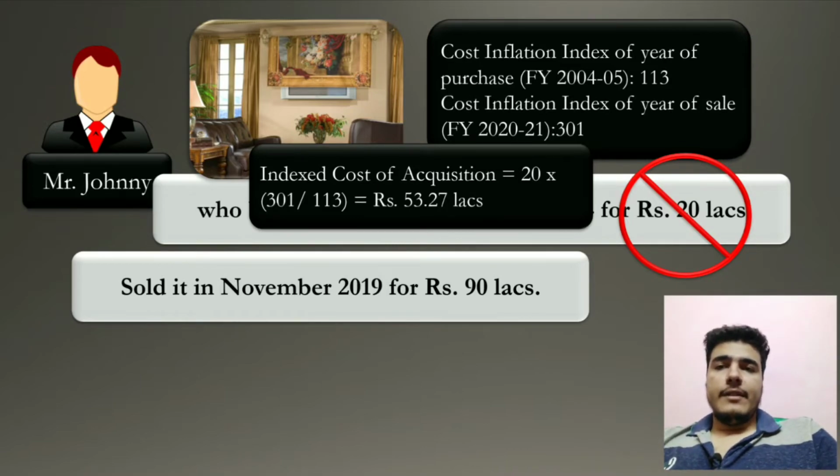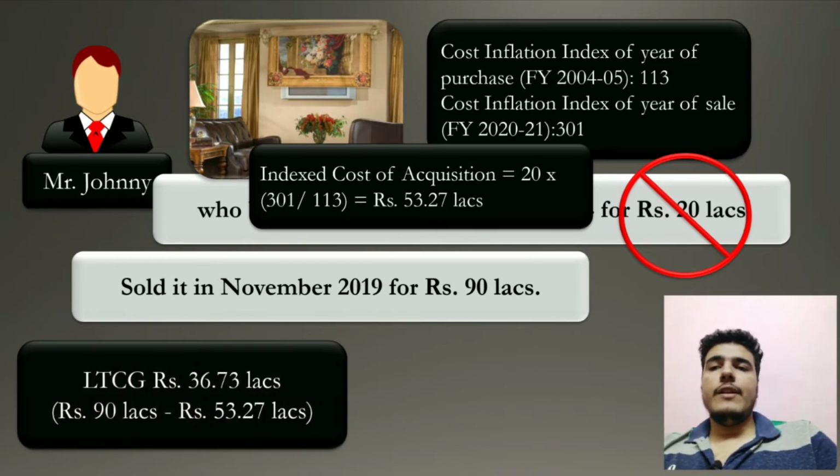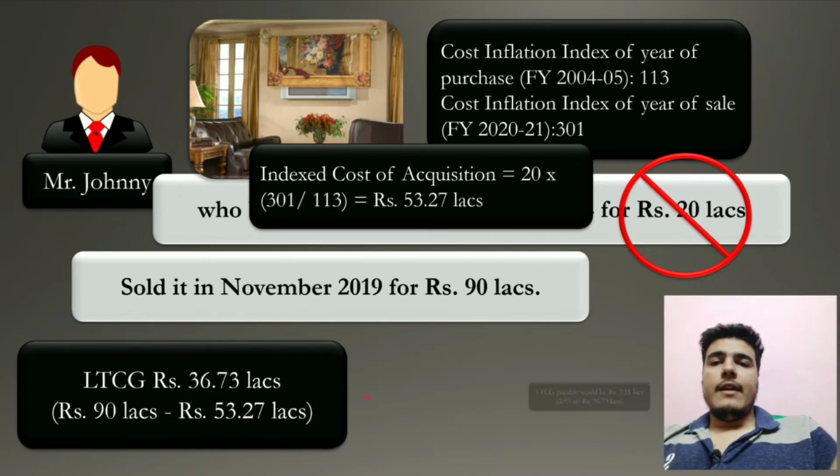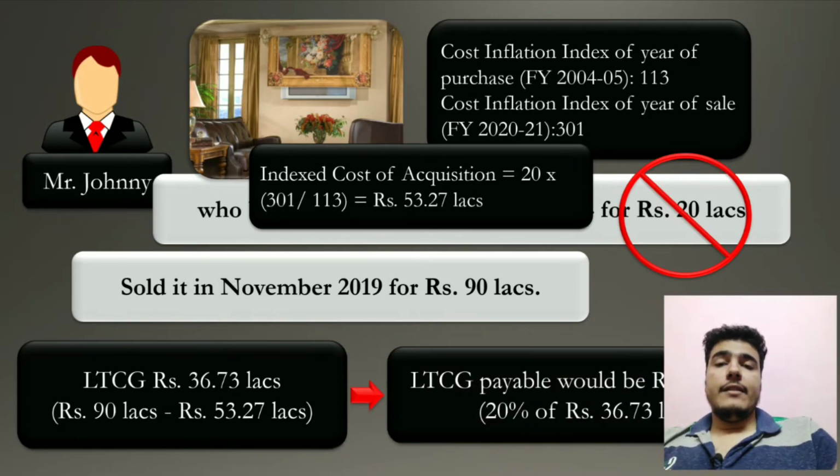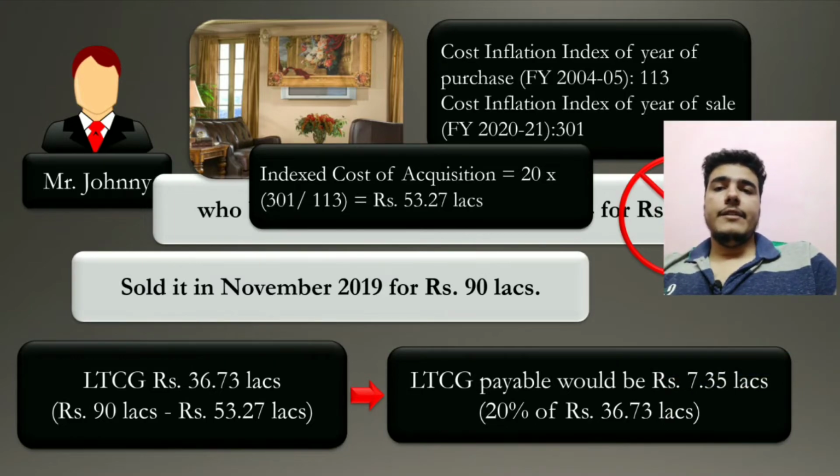Now you can see the difference between 53.27 and 90 lakhs, and you can calculate LTCG, that is 36.73 lakh. Okay, and you can apply the special rate that is applicable for LTCG, that is 20%. So 20% flat will be applicable on LTCG. So the tax payable on long-term capital gain will be 7.35 lakhs.